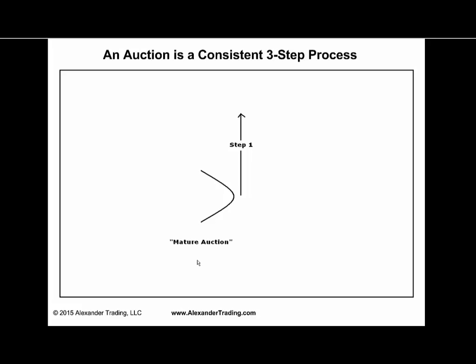Now, an auction is a very consistent development process that basically takes three different steps. We begin with a mature auction. When an auction market is mature, we have a step one, which is in typical trader parlance, a trend. So the market always trends out of mature auctions. This is true in any time frame.